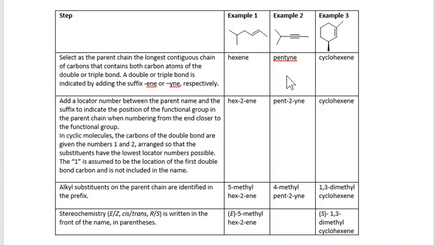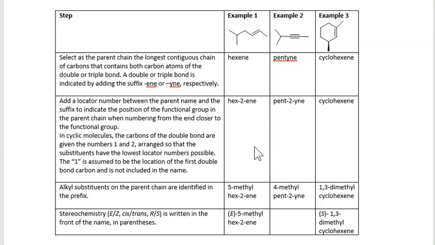Then you want to locate the double or triple bond using a locator number, like an address. That's going to go between the parent chain name, so like hex, and then the ending name, which indicates that we have an alkene. So ENE indicates that we have an alkene, and the 2 goes right in front of it, meaning that the alkene is at the second carbon of the parent chain. You actually don't need to do that for cyclohexene. We know that the double bond is going to be between carbons 1 and 2.